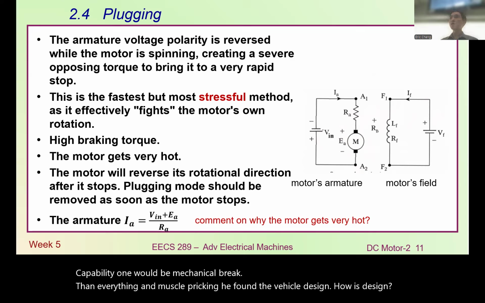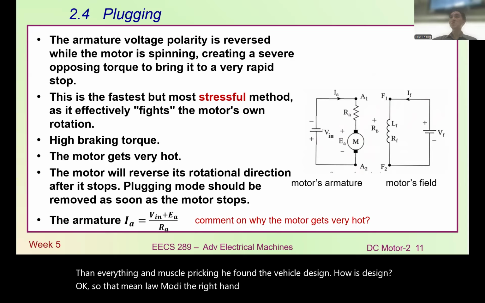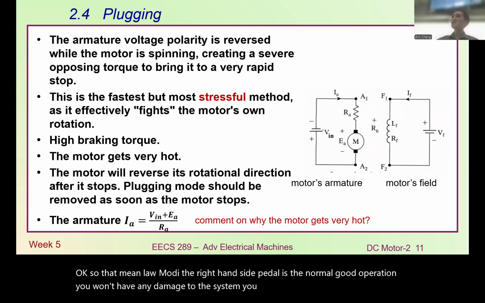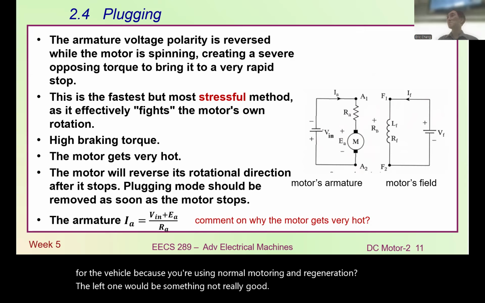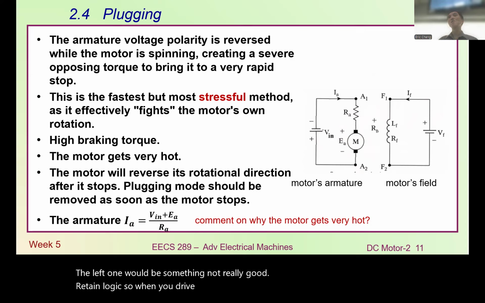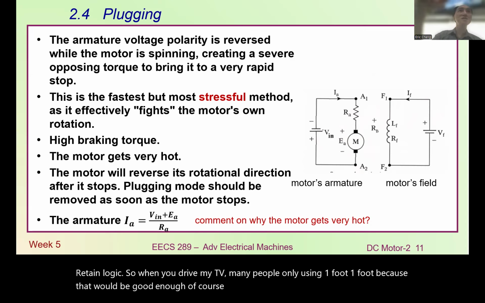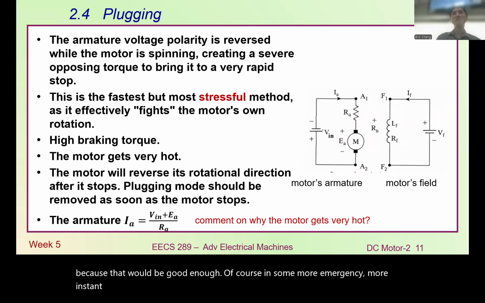Okay, so that means normally the right-hand side pedal is the normal good operation. You won't have any damage to the system. You won't have any aging. It's good for the vehicle because you're using normal motoring and regeneration. But the left one will be something not really good. We tend not to use it. So when you drive an EV, many people only use one foot because that will be good enough. Of course, in some more emergency, more instant braking, they use the left pedal. So those are the four major operations of the motor.